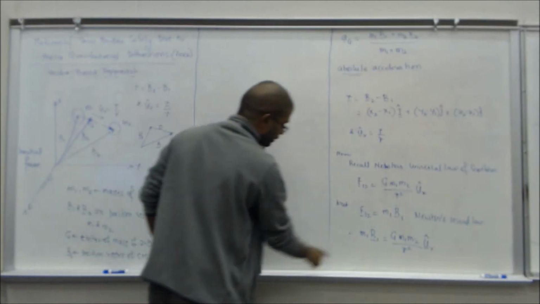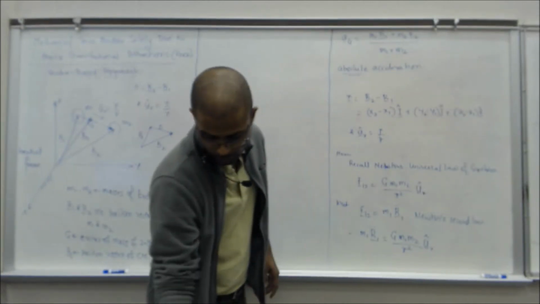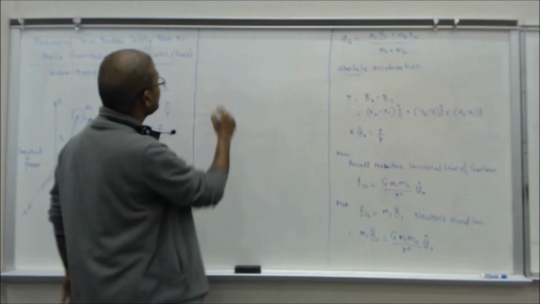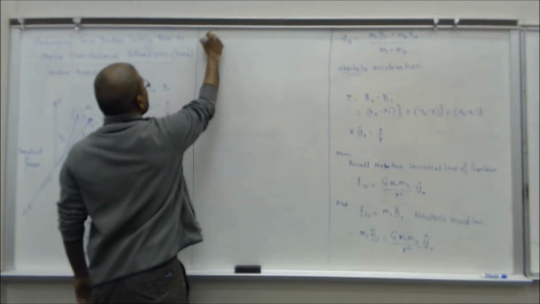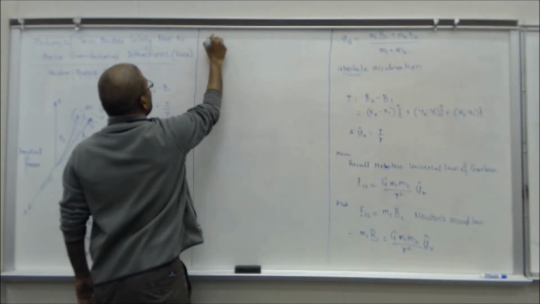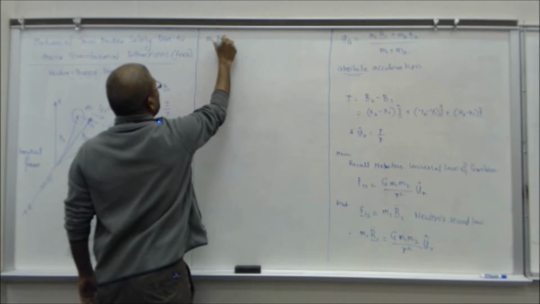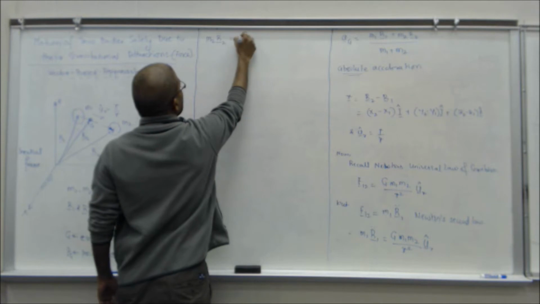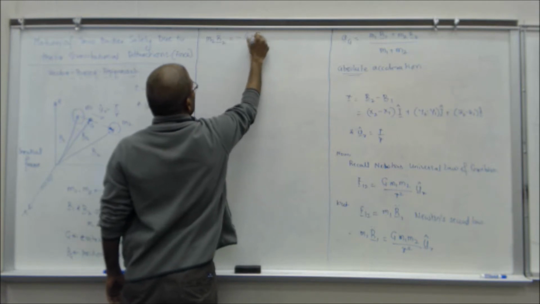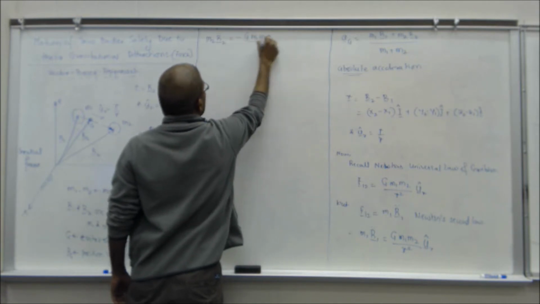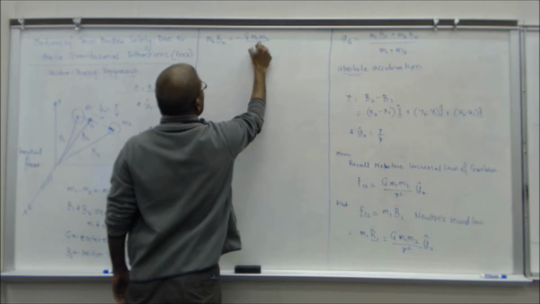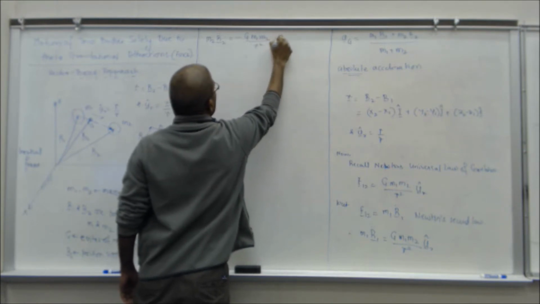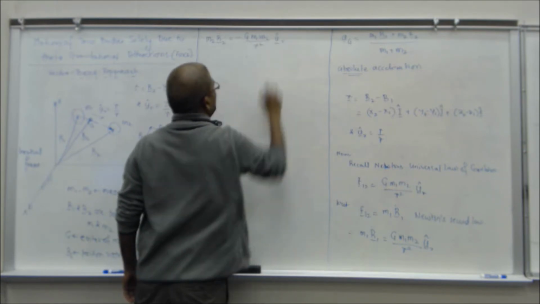If we are expressing the same thing for mass m2, it's going to be m2 r2 double dot is equal to minus G m1 m2 over r squared. Okay.